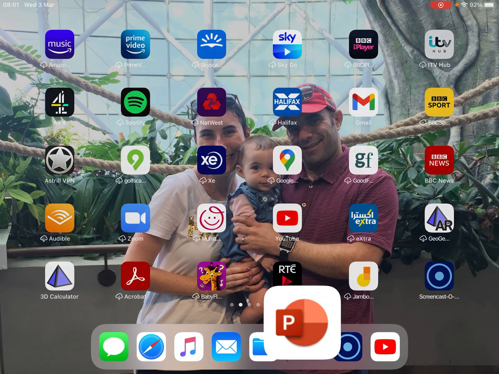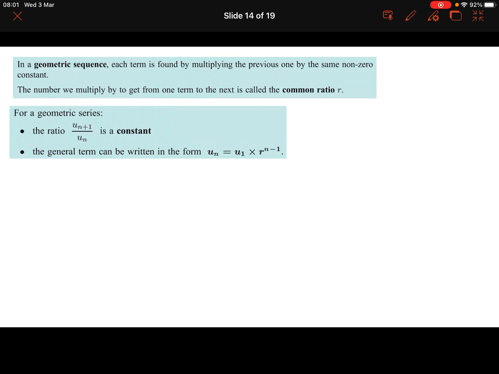Okay, so geometric sequences here, and geometric sequences are very different than what we've been doing. For example, here is a nice geometric sequence: 1, 2, 4, 8, 16, 32. We basically have a common ratio this time. We are always multiplying by 2.